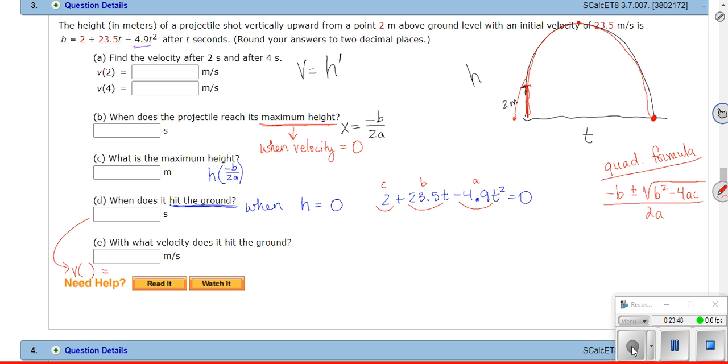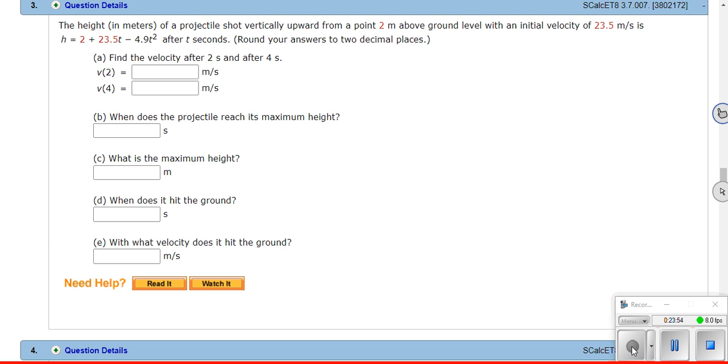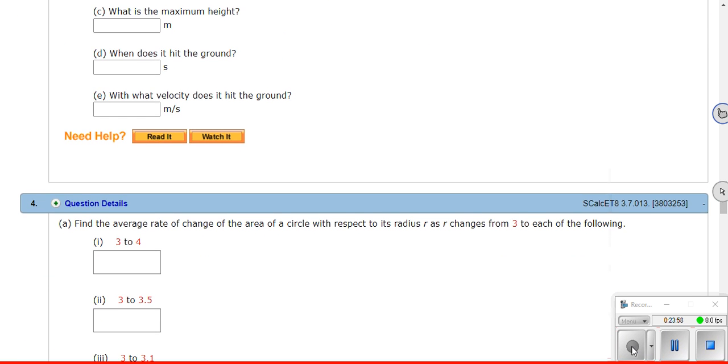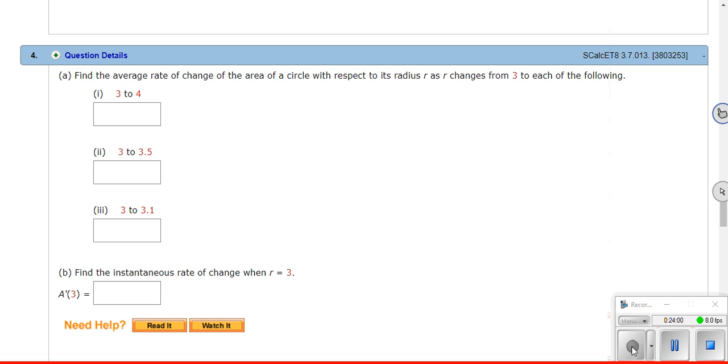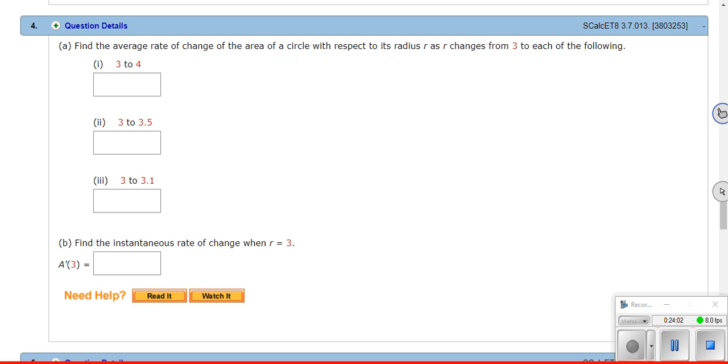All right, hope that is helpful, kind of talking you through these. I know you all would love me to just solve them for you, but I'm not going to do that. Let's look at number 4, which is extremely similar to number 5. So if I just talk you through number 4, you should be fine on 5.